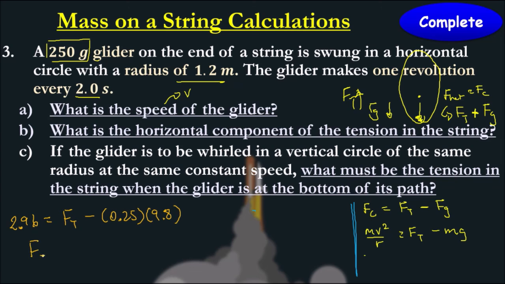So our tension force is going to be equal to 2.96 plus 0.25 times 9.8. So we get a tension force of about 5.42 newtons dragging it up. Okay, so that's how you do this second question here on our calculations.